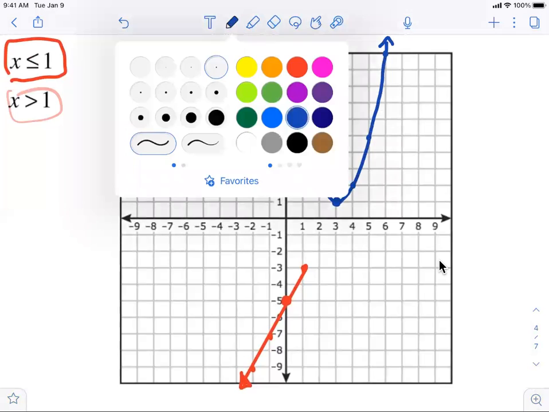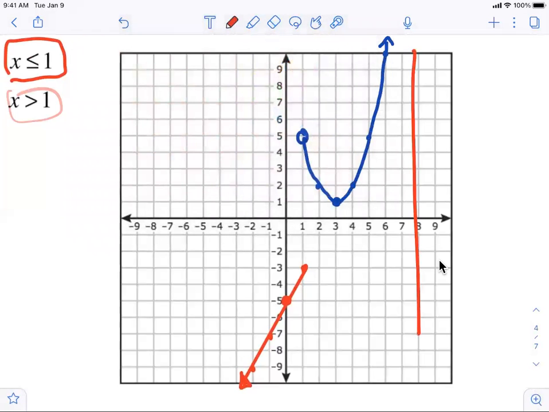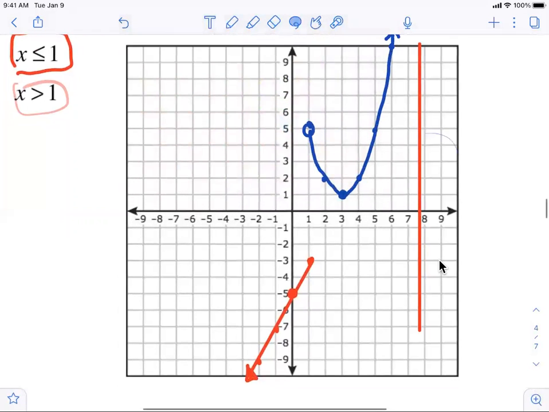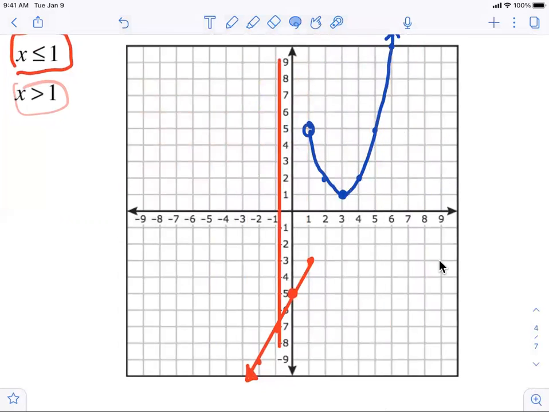Number 1 question. Does it pass the vertical line test? And it does.